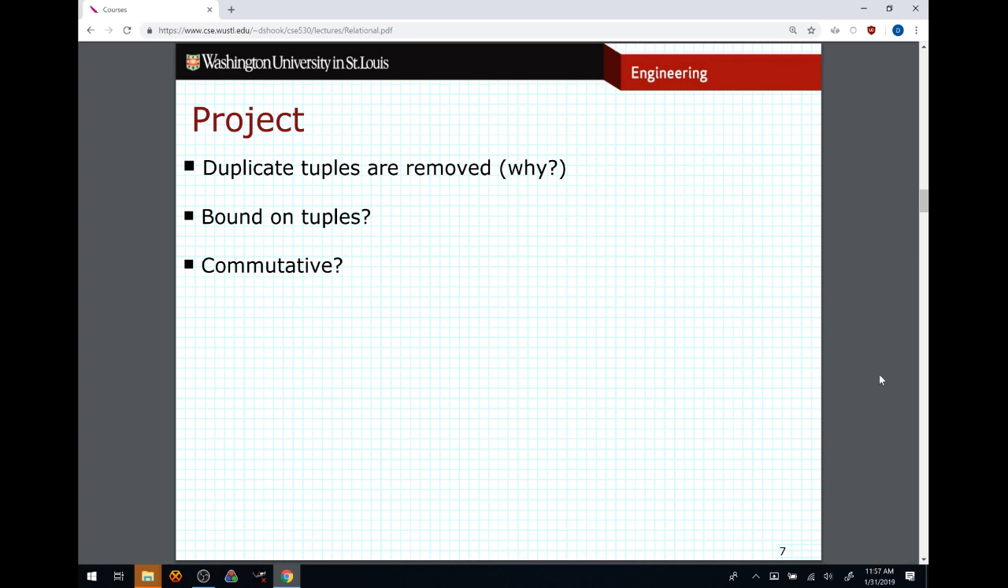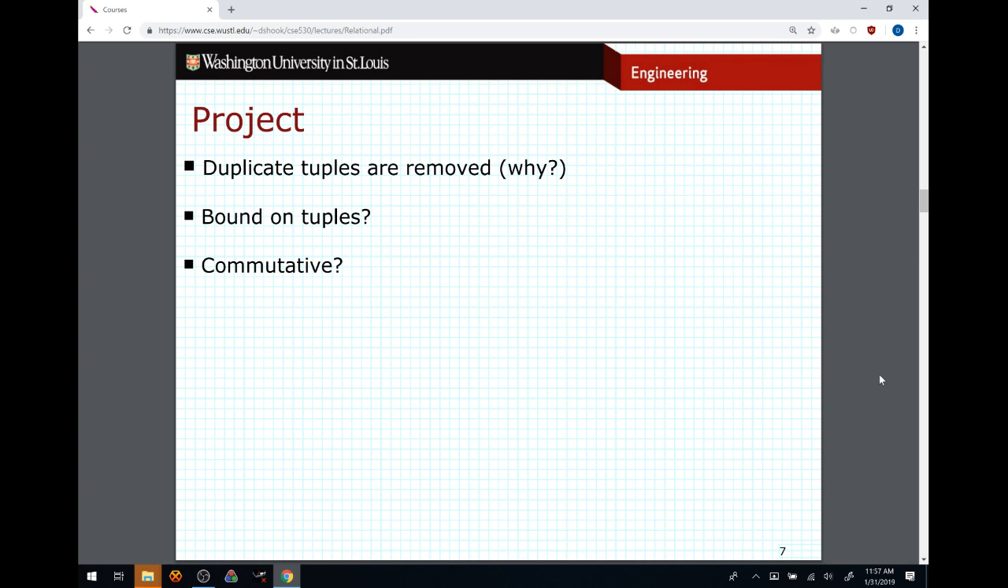What's the bound? If I have a relation of n tuples coming in, how many tuples am I going to get out? This is an easy one, I hope. Yeah, n. It'll always be n. I'm chopping off columns. I'm not chopping off rows, right? I'm not removing tuples. Unless duplicates get removed. That's the one case where I might have fewer tuples coming out than coming in.